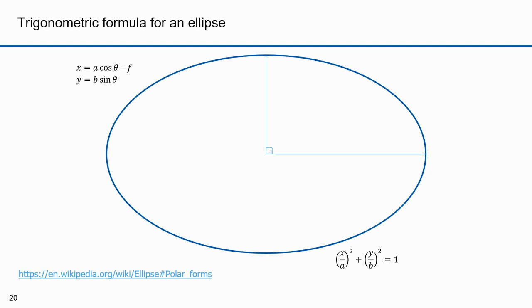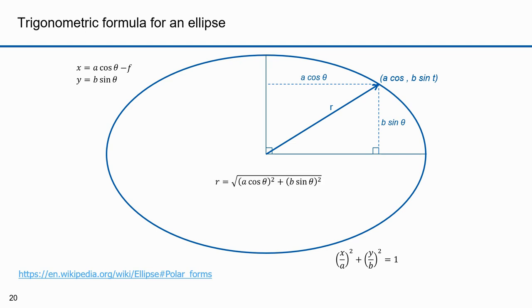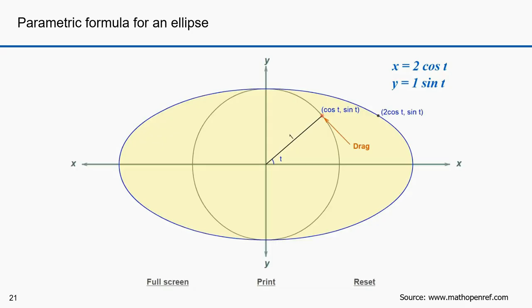If you subtract f from x, the center will be at the right focus. That's what I did in the Python examples I just showed you. So let's pick a point on the ellipse that corresponds to a cosine t and b sine t. This is our position vector. Let's draw a horizontal and a vertical line. Here are the x component and y component. And by the Pythagorean theorem, the length r is the square root of (a cosine t) squared plus (b sine t) squared. This is not really r of theta, however, and I'll show you why.